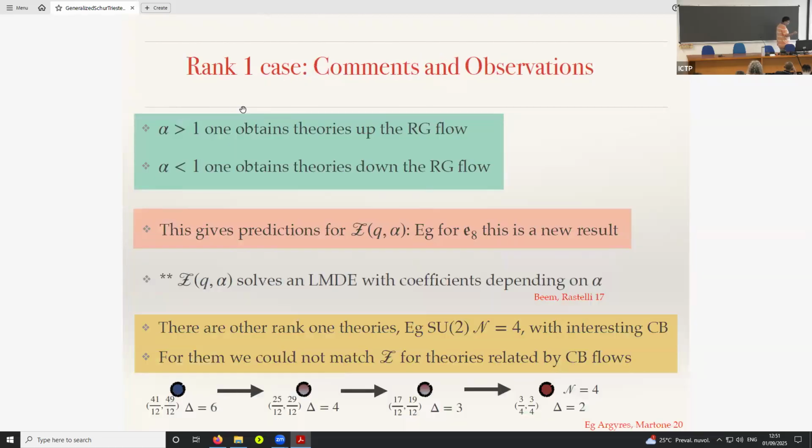Let me make various, again, experimental observations. When we compute this index for a particular theory and take alpha bigger than 1, one obtains theories which are up the RG flow from the theory, like E6, E7, and the E8 Minahan-Nemeschansky theory relative to SU2 SQCD. If you take alpha smaller than 1, you obtain theories which are down the RG flow from that theory.